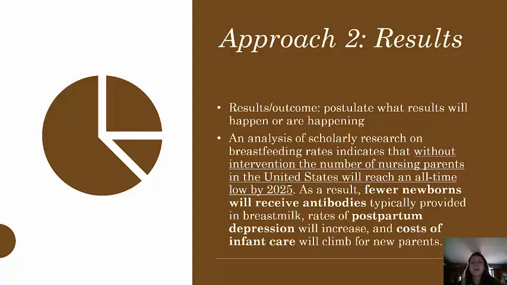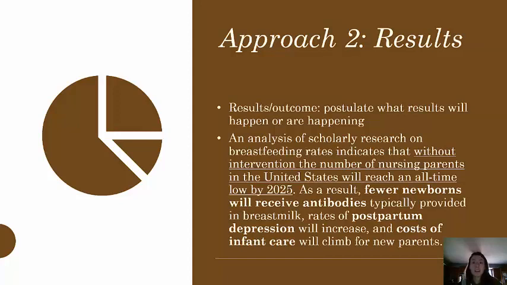So in this example: an analysis of scholarly research on breastfeeding rates indicates that without intervention, the number of nursing parents in the United States will reach an all-time low by 2025. As a result, fewer newborns will receive antibodies typically provided in breast milk, rates of postpartum depression will increase, and costs of infant care will climb for new parents.